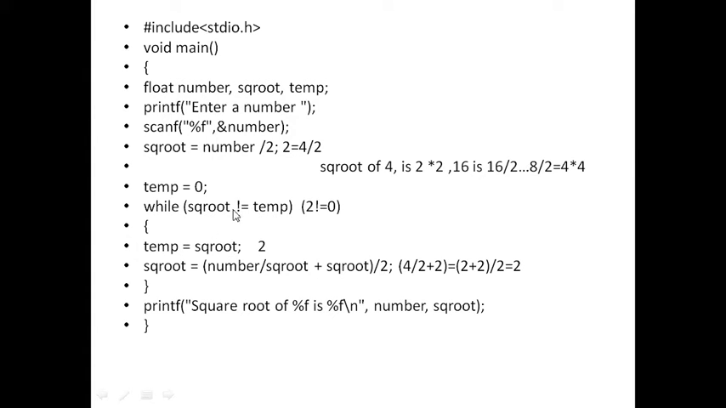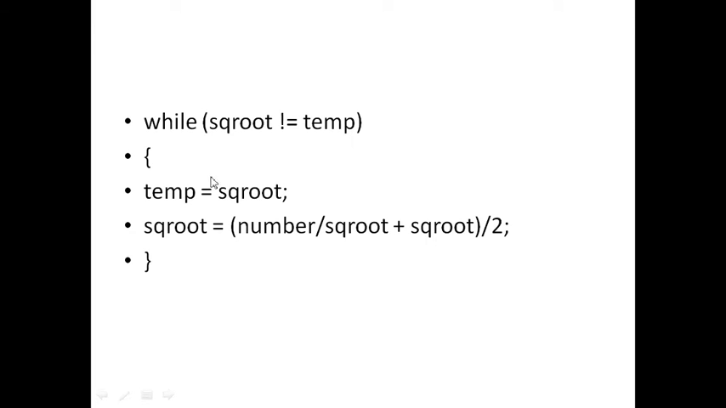We stay in this loop as long as square root is not equal to temp. If square root is not equal to temp, that means until it is equal to temp, stay in this loop. If these two become equal, then that is the square root, and then come out of this while loop. That is what we are planning to do. If they are not equal, stay inside this while loop. If equal, come out of that loop, and that is the square root.